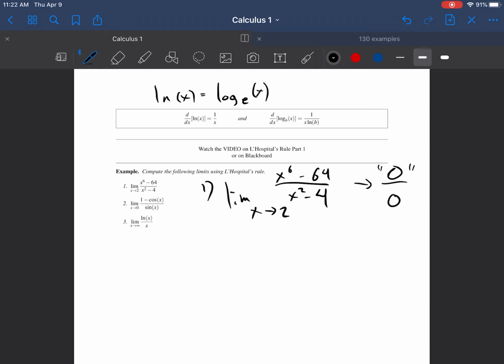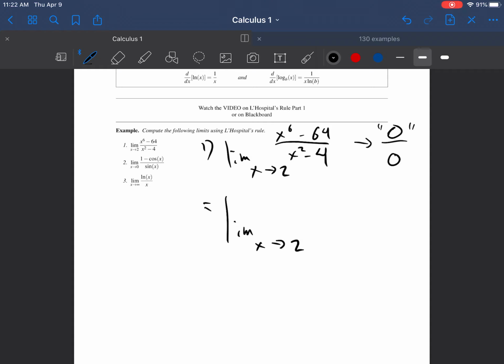Okay, so L'Hopital's rule says that calculating this limit is the same as calculating the limit as x goes to 2 of the derivative of the numerator divided by the derivative of the denominator. So let's write the derivative of the numerator. Differentiate x to the 6th, that's going to be 6x to the 5th. And then the derivative of minus 64 is just 0. And then the derivative of the denominator is going to be 2x, and the minus 4 has derivative 0. So we end up with something like this.